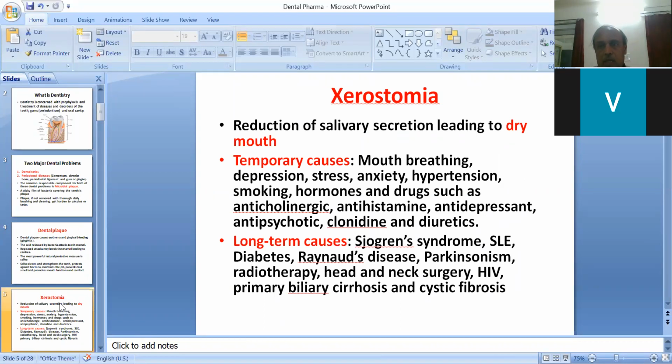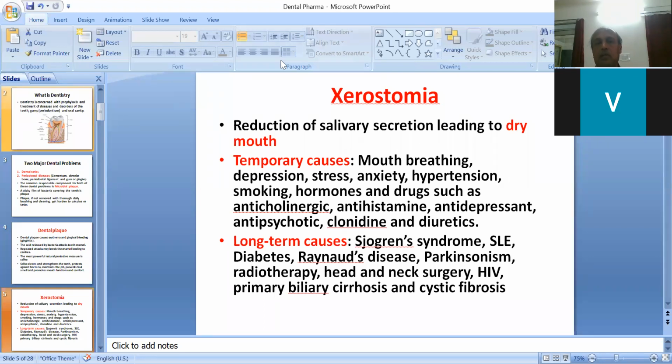Let us see firstly the common disorder that you may face during your practice, that is xerostomia. Xerostomia means dry mouth, a reduction of salivary secretions leading to dry mouth. It may occur because of temporary reasons or long-term causes. Temporary causes are mouth breathing, and patients with depression, stress, anxiety, hypertension, smoking, hormones, and drugs.